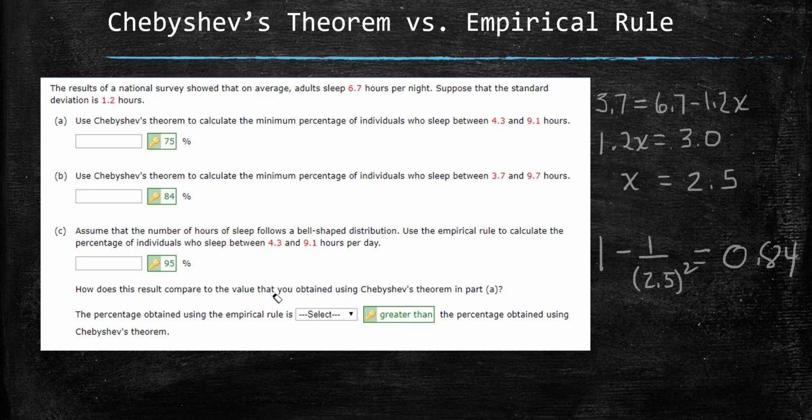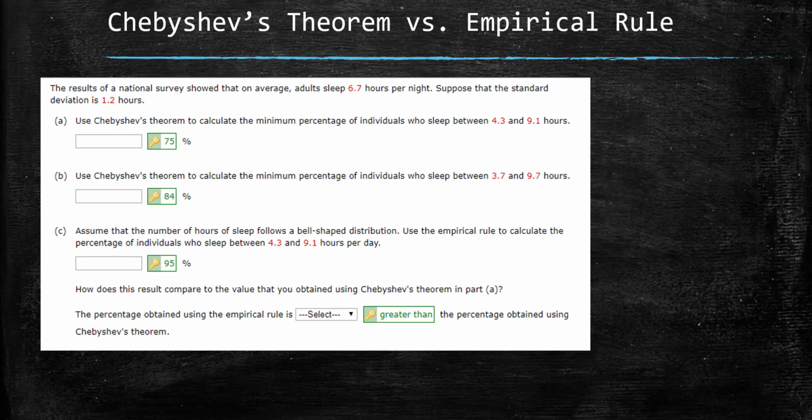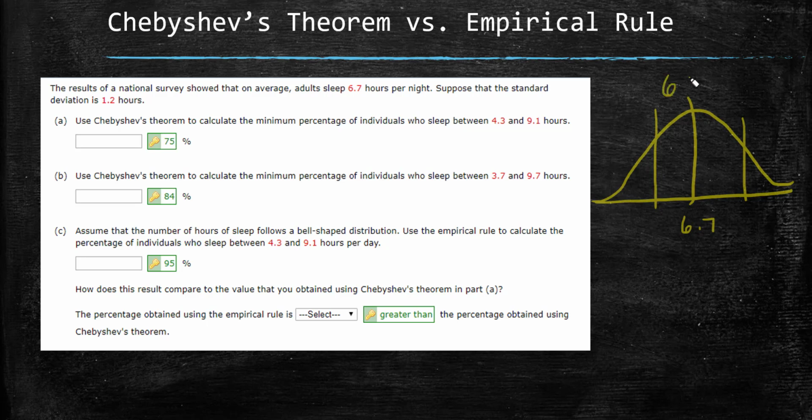All right, the last part is now saying to compare this with the empirical rule. So remember what the empirical rule states. My empirical rule states that if I'm 1 standard deviation below and above the mean, so my mean is 6.7, that's 68% of my data. If I'm 2 standard deviations, that's 95% of my data. So that's what the empirical rule states.